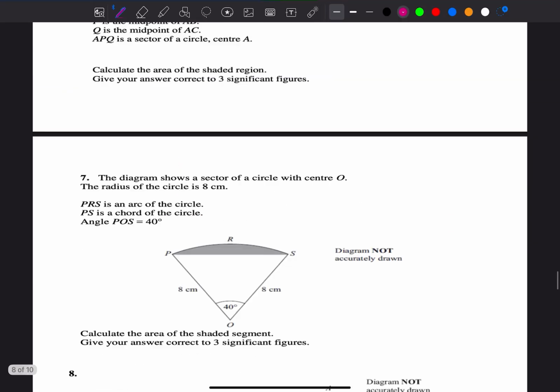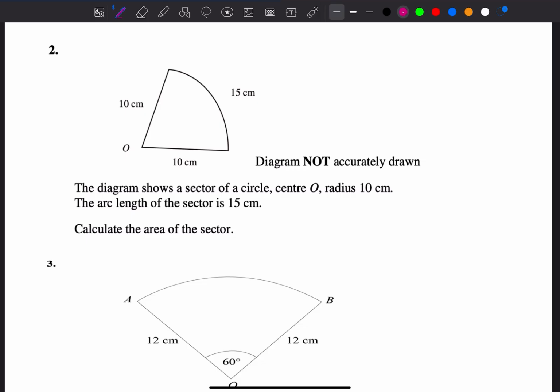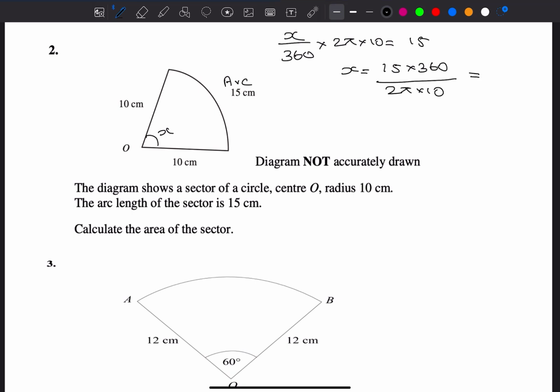Okay, four more papers. We're nearly done. Calculate the area of the sector. If you look at that, first I need to work out this angle, which is x, and you know this is the arc length, by the way. So x over 360 times 2 pi times r, which is 10, is equal to the arc length, 15. X is 15 times 360 over 2 pi times 10, and x works out to be 85.94.